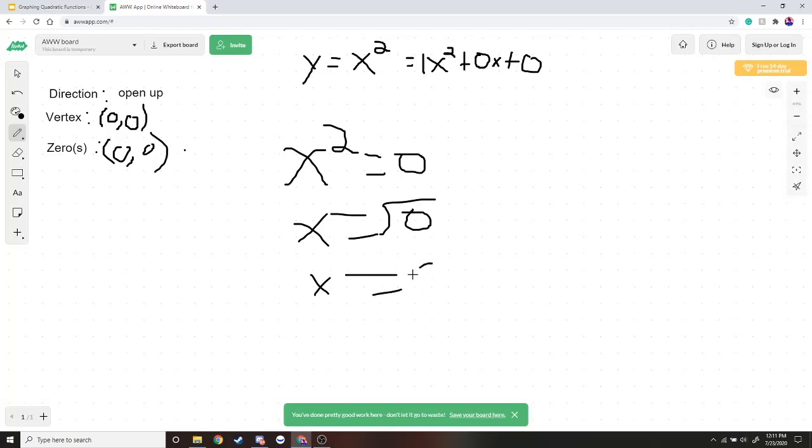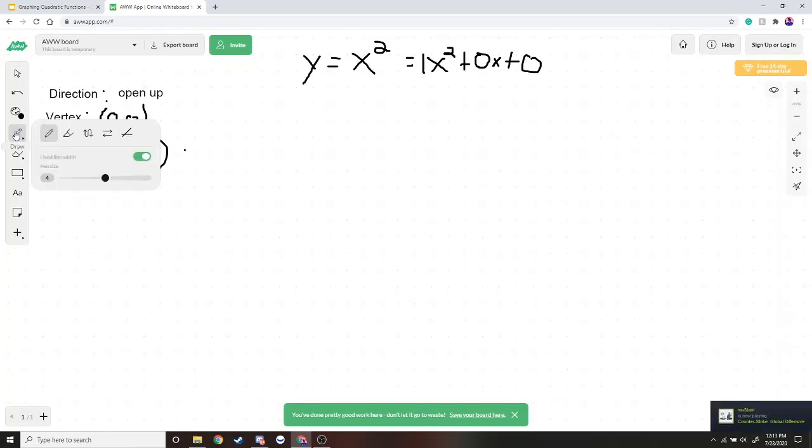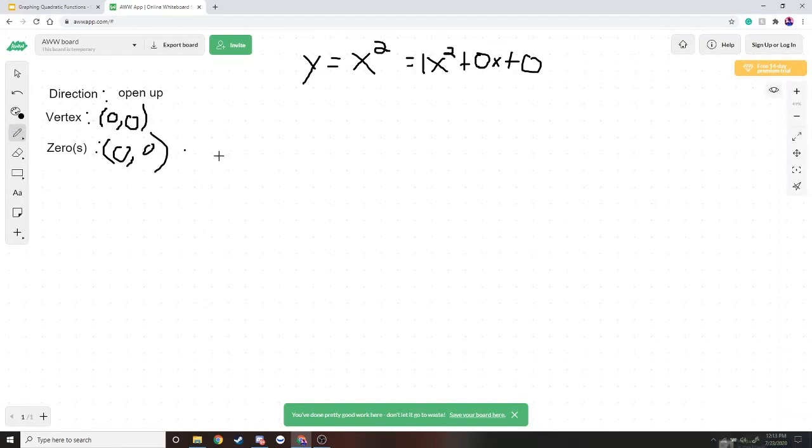This means that x is just equal to 0, confirming our original answer. Now what we want to do is find 2 other points, and I'll explain why in a bit. First, we're going to plug in simple numbers into the function. The simplest numbers we know, other than 0 because we already have that point, are probably 1 and 2. So we're going to plug 1 and 2 into this function.